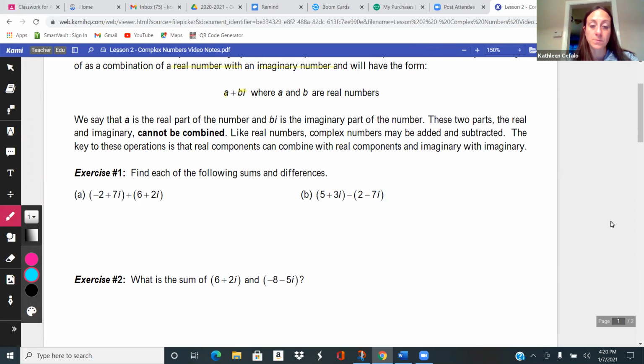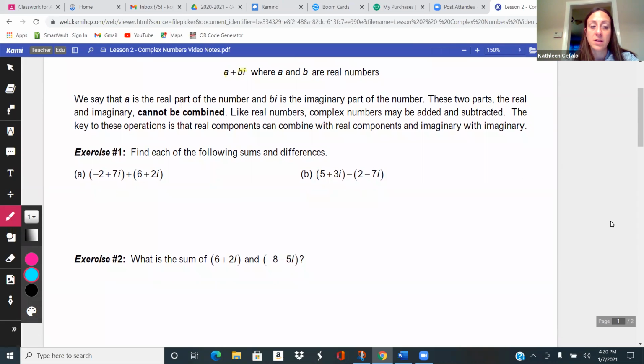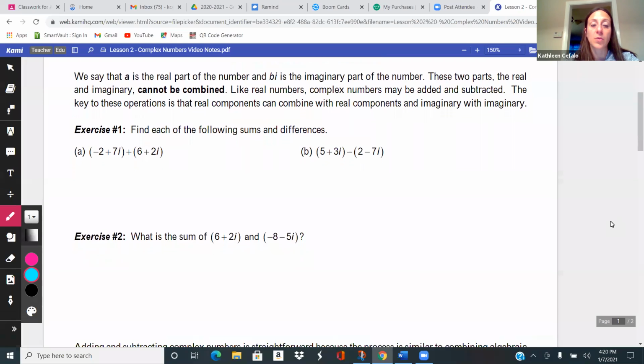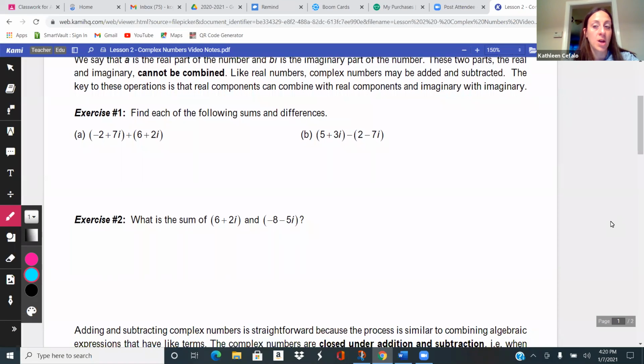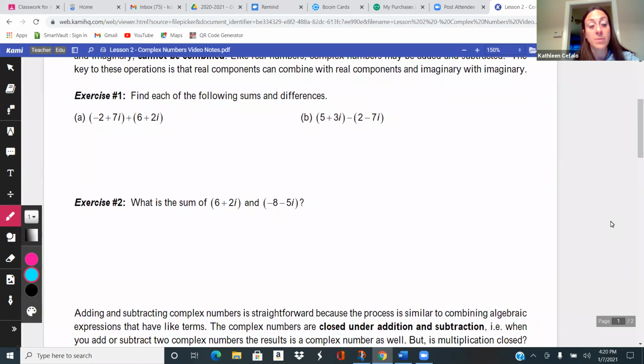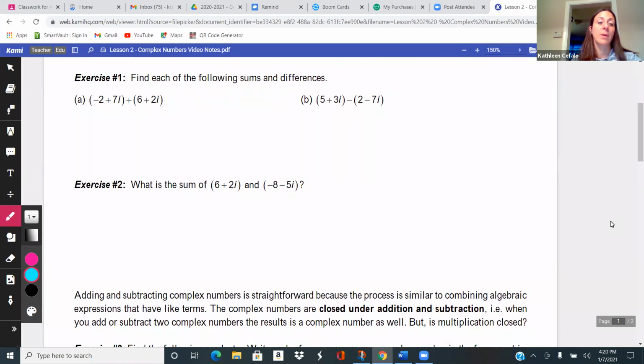You can't combine them. Like real numbers, complex numbers can be added and subtracted. The key to these operations is that the real components can be combined with the real and the imaginary with the imaginary. So the a with the a and the bi with the bi. That's what we need to remember.